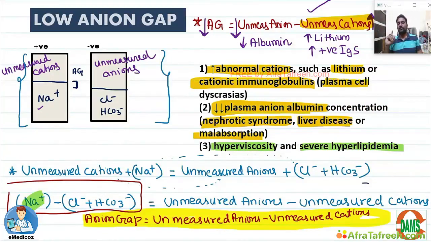So there are three important reasons: either increased unmeasured cations, decreased unmeasured anions, or hyperviscosity or severe hyperlipidemia. In these conditions, the sensors cannot detect sodium properly. They will underestimate the value of sodium. They will also underestimate the value of chloride, but when compared to chloride, the sodium value is very much underestimated. So this was an observation. The sodium value is decreasing, so the anion gap will also decrease.